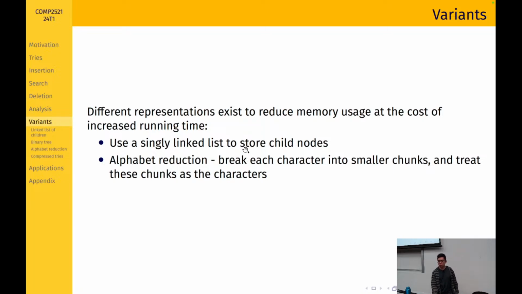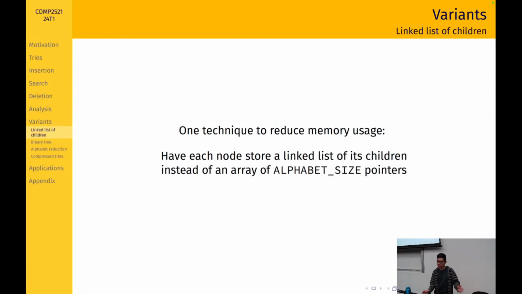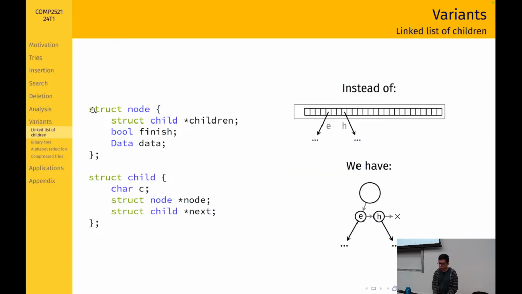First of all, we can use a linked list to store the child nodes instead of an array. Another thing we can do is to break each character into smaller chunks, and what that's going to do is reduce the number of pointers that we need in each node. We'll see what that means later on. But first of all, let's look at our linked list of children representation. Instead of an array of alphabet-sized pointers, each node is going to store a linked list of children. Okay, so here's what that would look like.